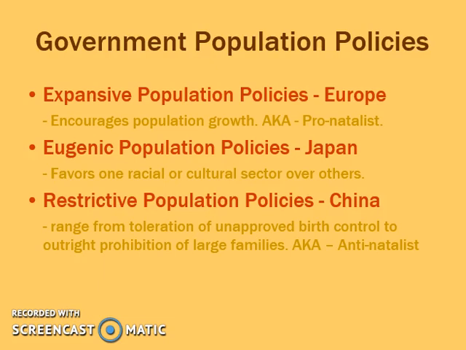A eugenic policy is something you find somewhat in Japan. It's also been in the past, like with the Nazis, where you favor one particular race or ethnicity and you don't encourage immigration of other people into that country. Restrictive population policies are ones that China and India have done, where you encourage birth control or you encourage no immigration at all. Anti-natalist would be another way of saying it.